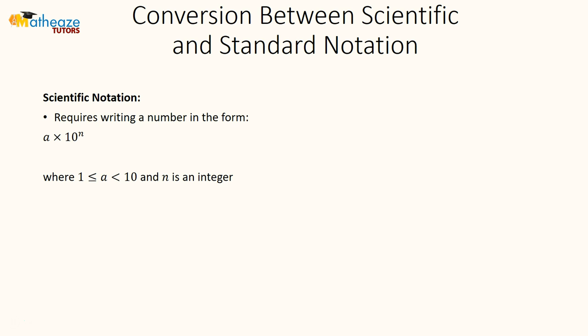So the scientific notation is a number written in this form: a times 10 to the power of n, where a is a number that is greater than or equal to 1 but less than 10.